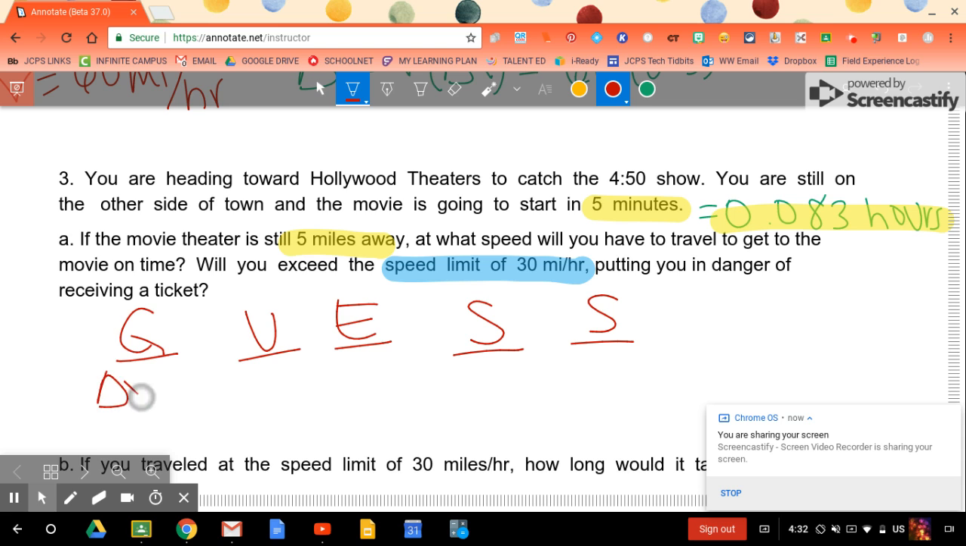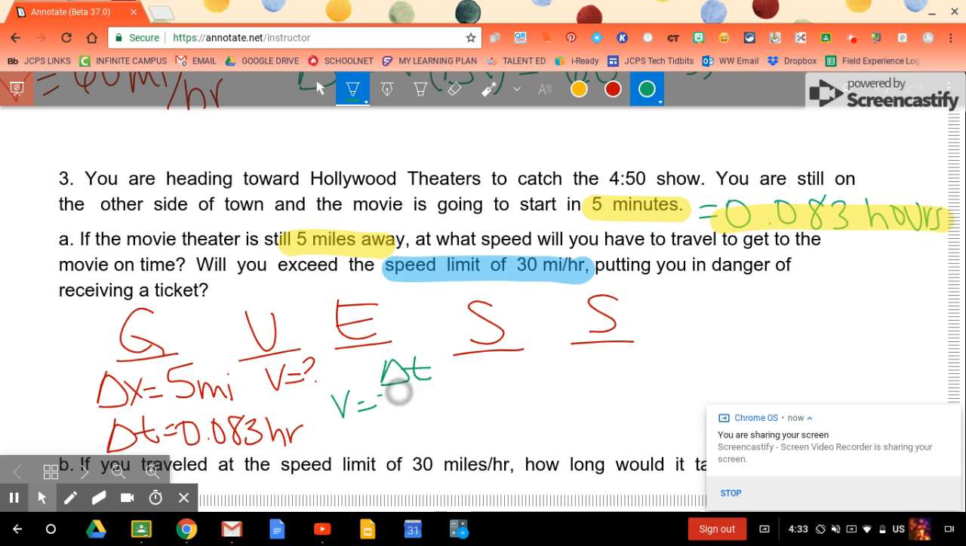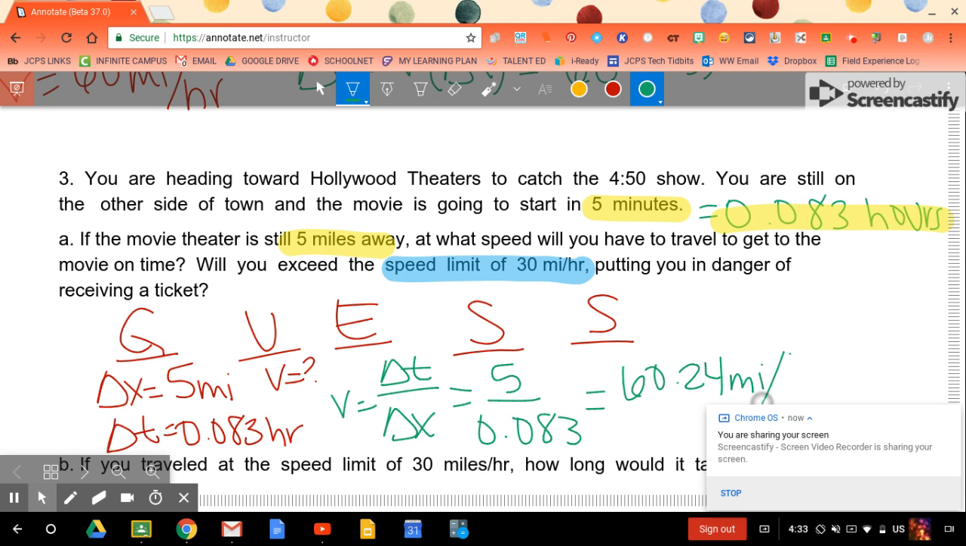So your change in x is 5 miles. Your change in time is 0.083 hours. Your unknown is your velocity. So we're going to calculate velocity equals our change in x over our change in t, which equals 5 divided by 0.083. So our speed is going to be 60.24 miles an hour.